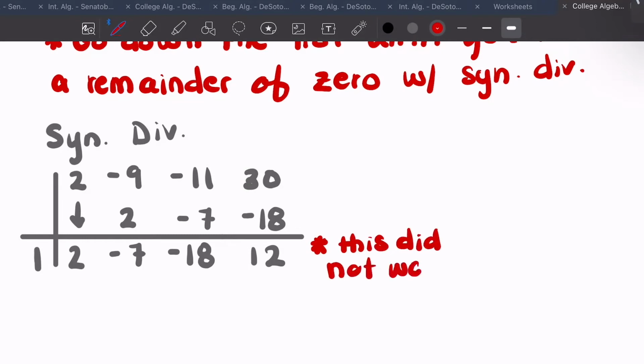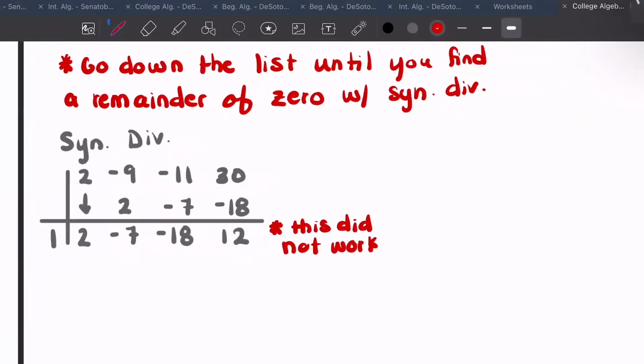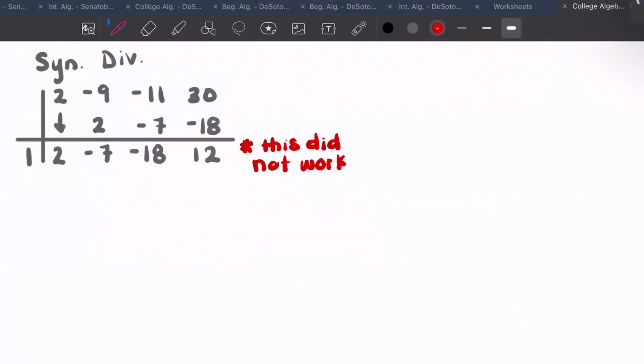So this did not work. Now let's do another one. We'll go to -1.